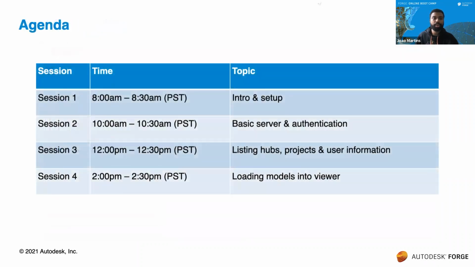Here's the agenda for today's training. First of all, we have intro and setup. On session 2, we have the basic server and authentication. As you're going to see, this authentication that we are dealing with today is relatively different from the one we did yesterday. We are going to do a 3-legged authentication today. I'm going to show you on the next session what I mean by that. On session 3, we are going to list all of the hubs, projects, and user information. And on session 4, we are going to build our client side and load our modules using Viewer, all right?